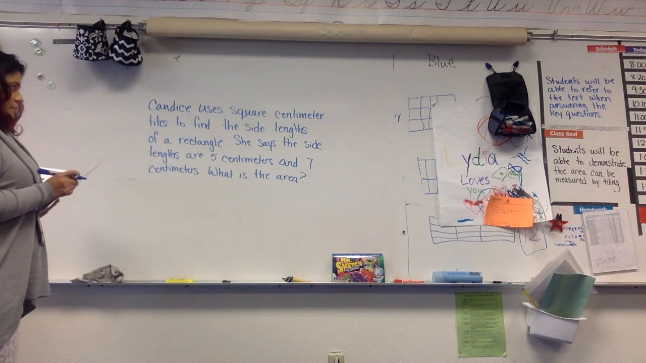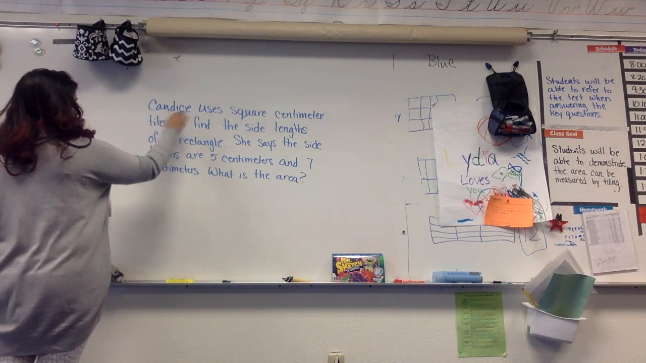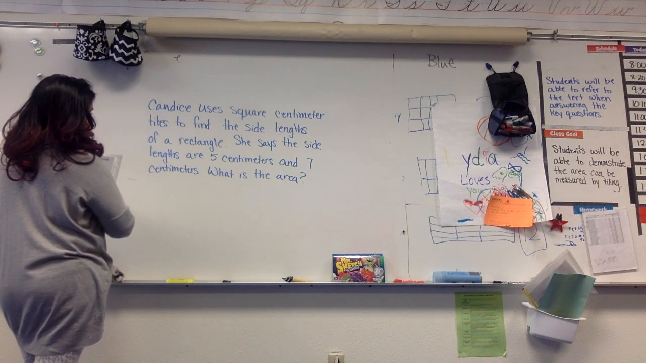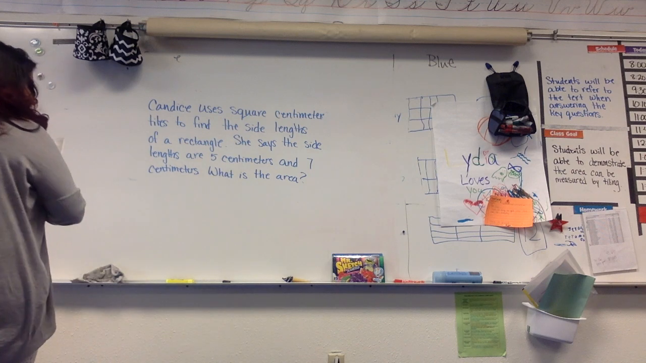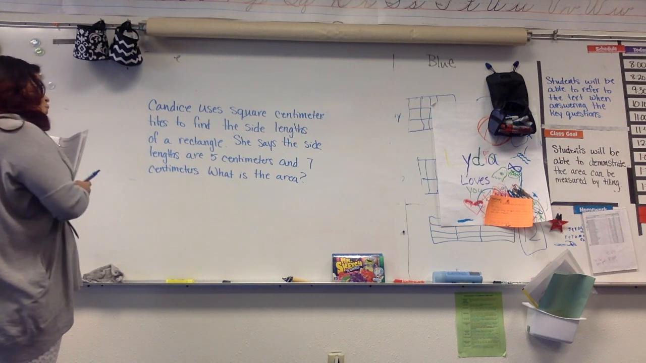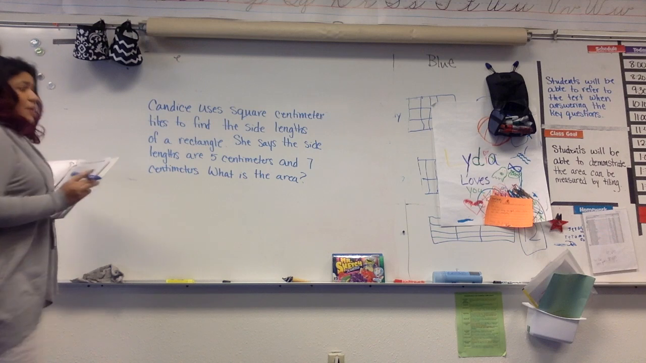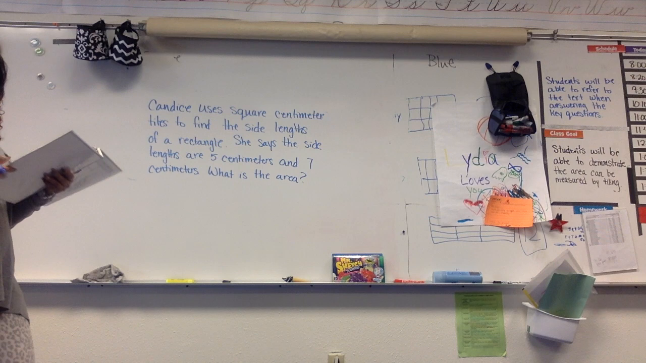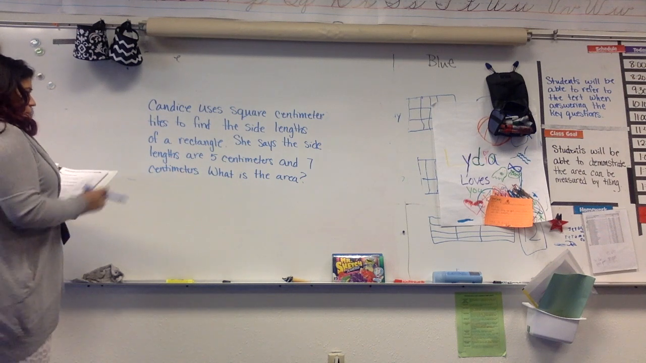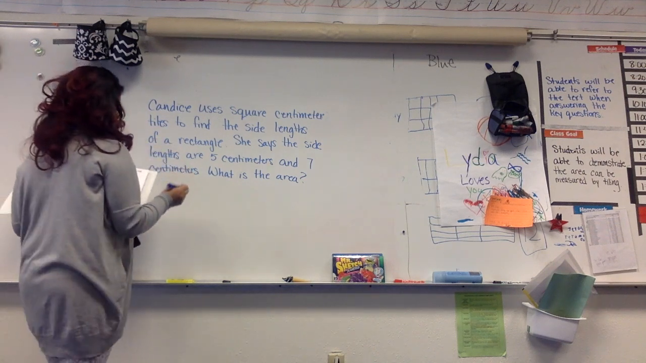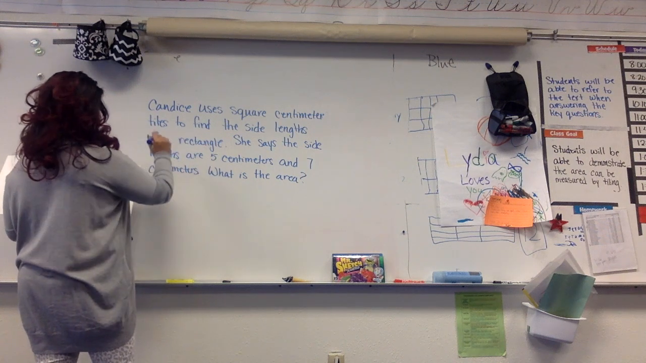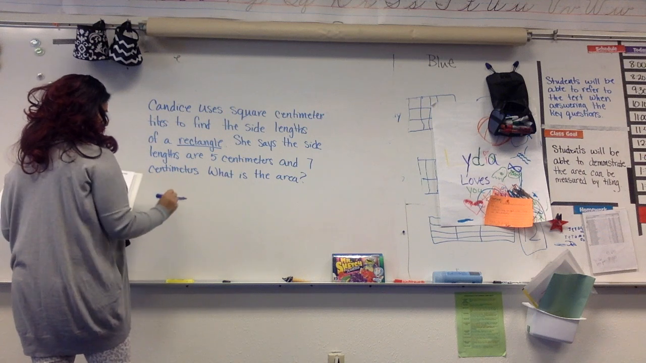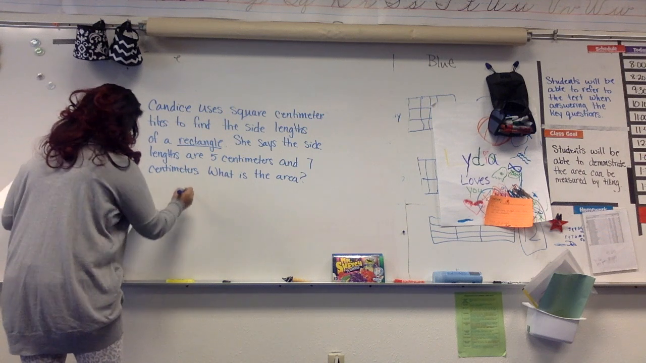Okay, so this is your word problem. Candace uses square centimeter tiles to find the side lengths of a rectangle. She says the side lengths are 5 centimeters and 7 centimeters. What is the area? So the best way to do this is to draw a picture. So you can use your desk to draw a picture. Now she says one side, so this is a rectangle. So I am going to draw a rectangle.